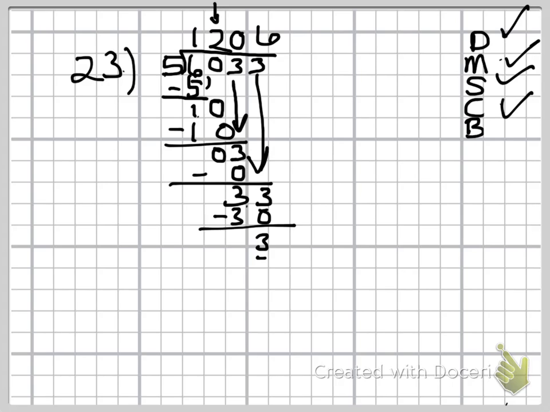And now I bring down. But there's nothing else to bring down. Oh, I look over here. There's nothing here to bring down. So I know that I'm finished. And I know that my 3 is going to be my remainder. So the answer is 1,206, remainder 3.